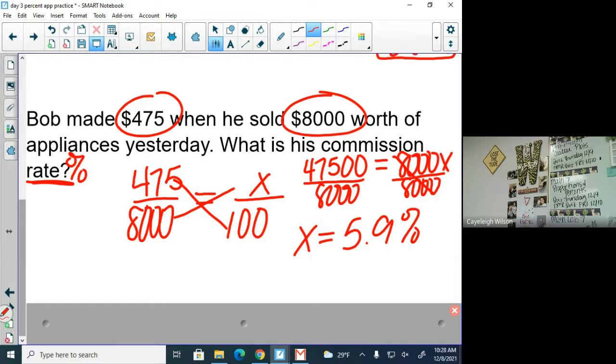But if you had flip-flopped your numbers, you would have gotten a huge percent, which would not make sense. Or if you had put one of those numbers in the percent spot, you also would have gotten a percent that didn't make sense. So you ask yourself, does this seem reasonable that he would get about 6% commission? Yes, it does seem reasonable, because commission is not typically over like 15%.